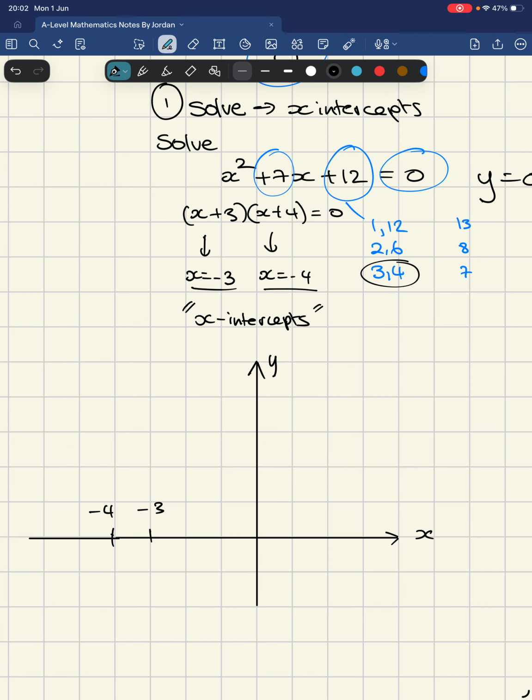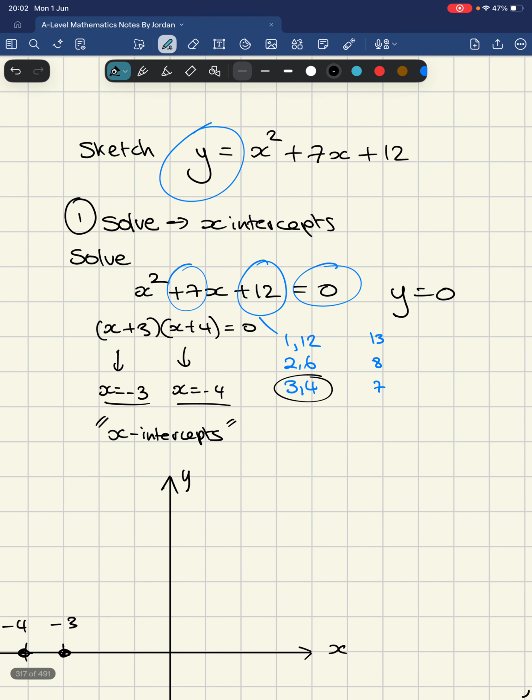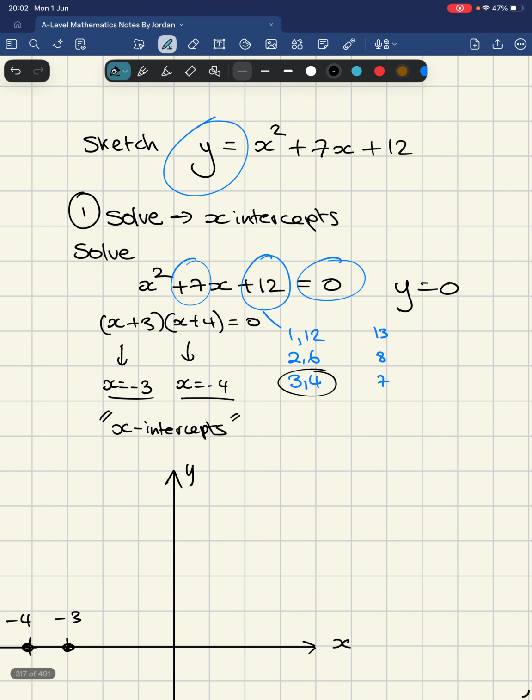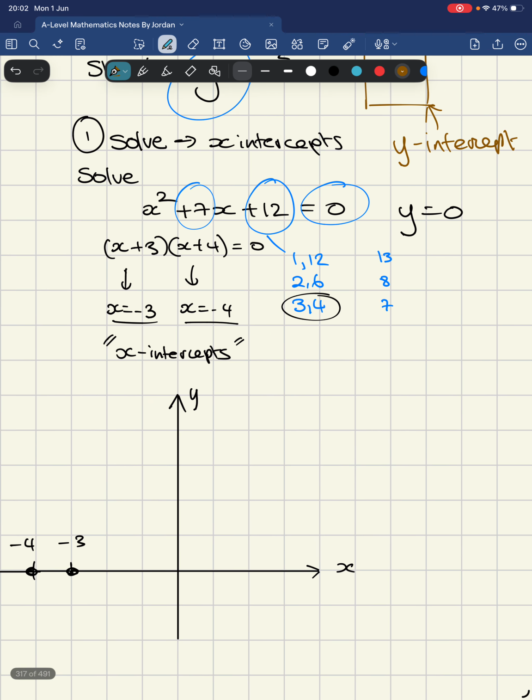So these are my x-intercepts. It's actually going to cross these points right here. And there's one more point I need to be concerned with when I'm trying to sketch it. Whenever you have a quadratic graph, another thing to be aware of is, if you go right back to the start where we see this sketch question, the number right on the end, 12, this is also the y-intercept for any quadratic, the number at the end. So that's going to tell me where the y-axis gets crossed.